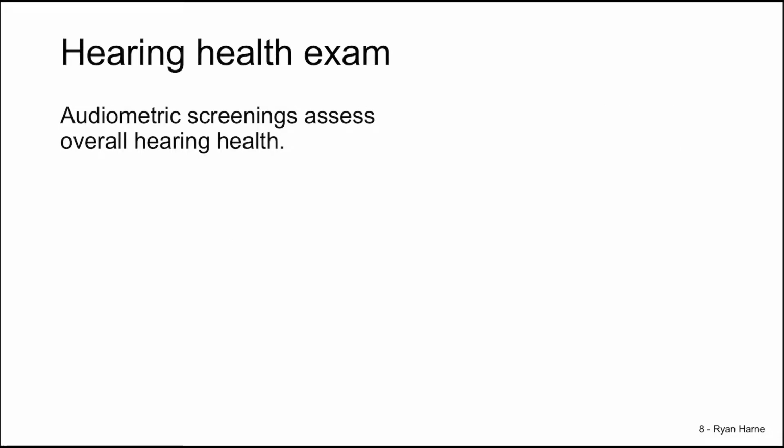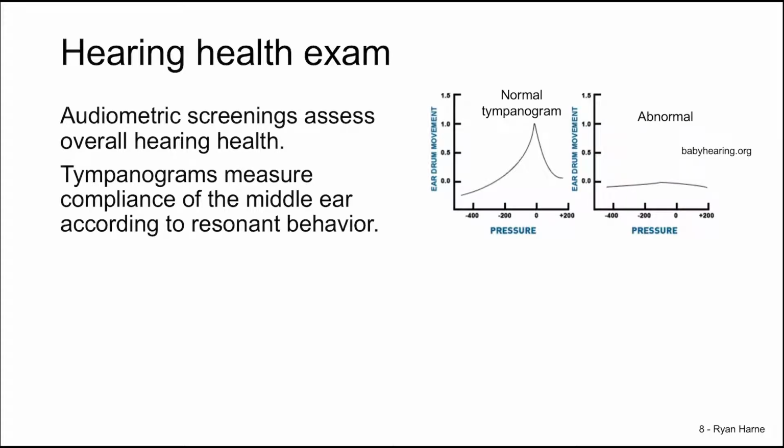So how do we evaluate these concerns related to our hearing health? This is called an audiometric screening. It's pretty comprehensive, and it assesses our overall hearing health. It often starts with a tympanogram. A tympanogram measures the compliance of the middle ear by evaluating the resonant behavior at the eardrum or the tympanic membrane. So pressure is applied harmonically in an ear-enclosed earbud, and it causes a resonance at the eardrum, which monitors the middle ear behavior.